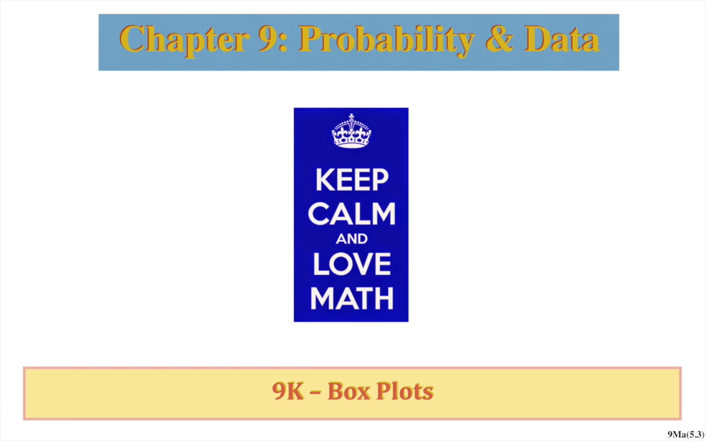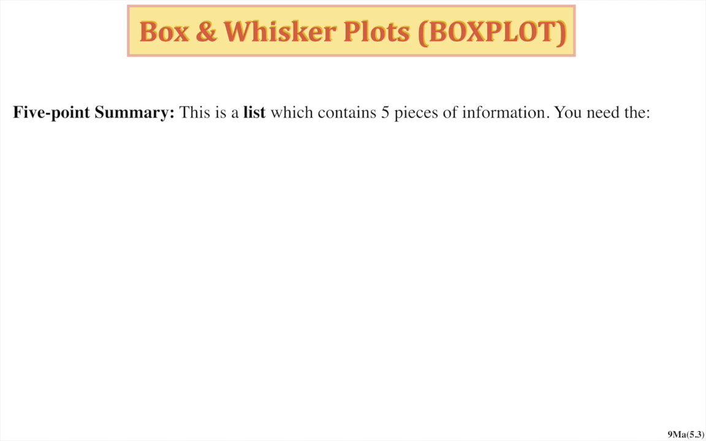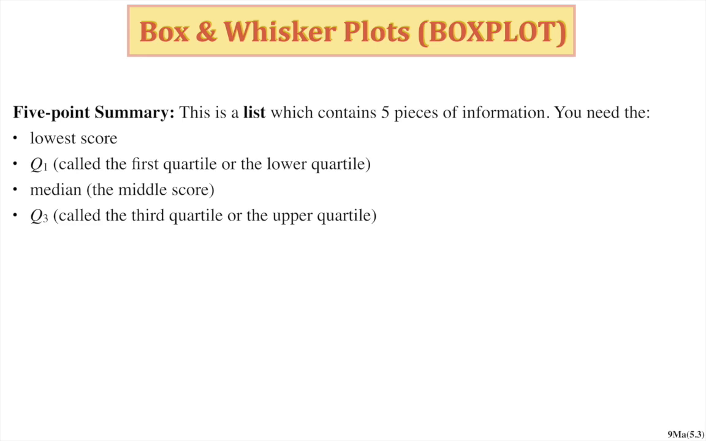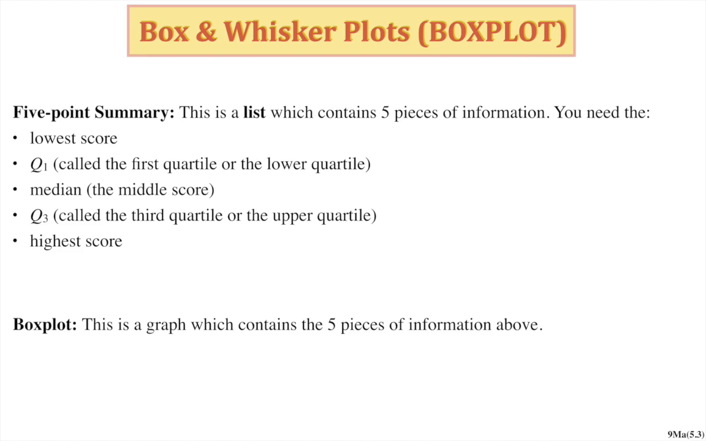Now, the second exercise we want to look at is box plots. Now, box plots require you to know how to find the smallest and the biggest number, Q1 and Q3, as well as the median. So, we have 5 pieces of important information, and we call it a 5-point summary. You're going to need to know the lowest score, the lower quartile, the middle score, the upper quartile, and the highest score. And I didn't mention this in the previous exercise, but sometimes Q1 is called the first quartile, sometimes Q3 is called the third quartile, because it's got 1 and 3 there.